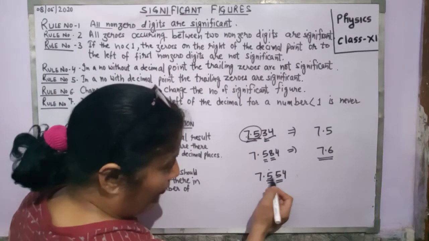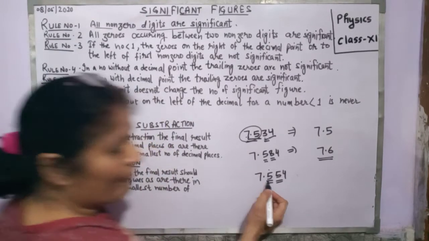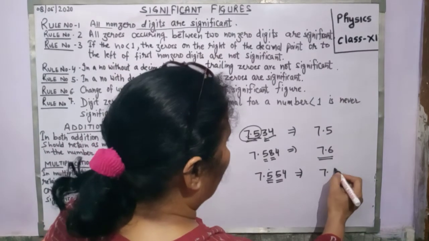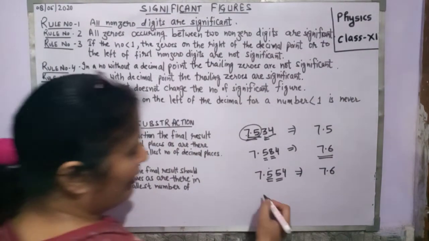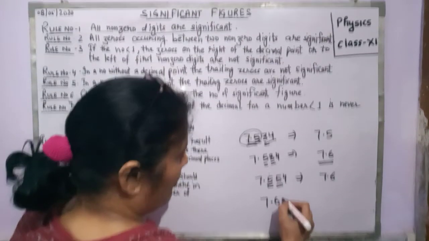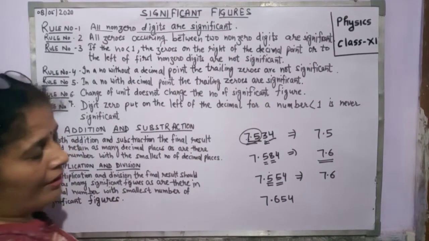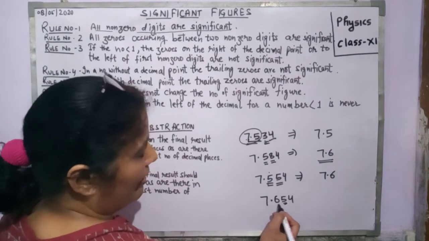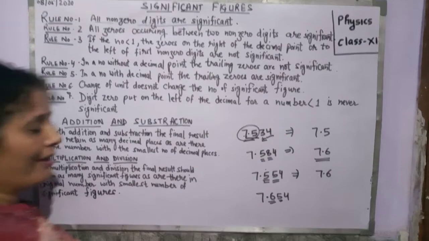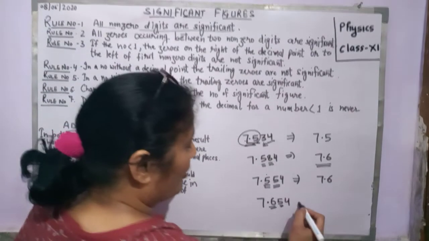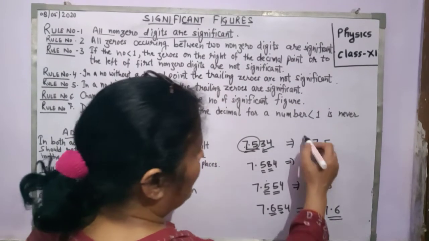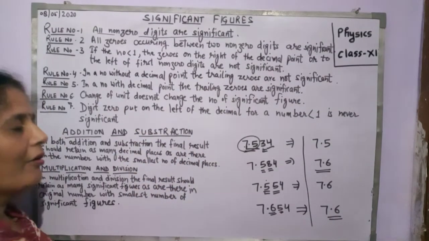Here, before 5 there is also 5, which is an odd number. It means that on rounding off we get 7.6. Now, if the number is 7.654, here before 5 there is the number 6, which is even. In the case of an even number, nothing should be added to it, and it remains the same, 7.6. These are the certain rules for rounding off a number.